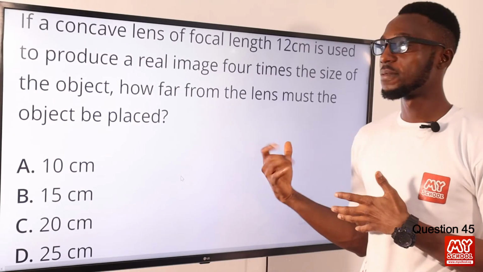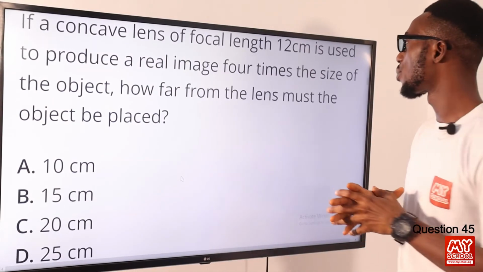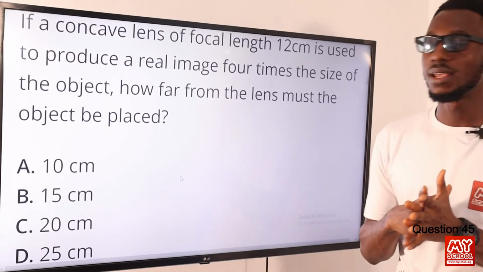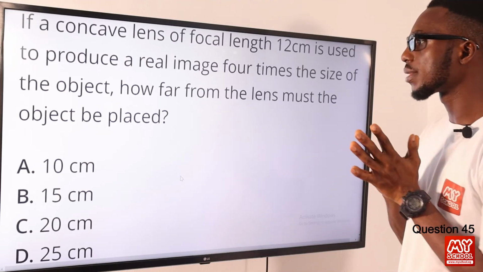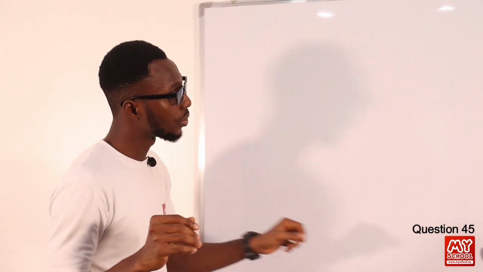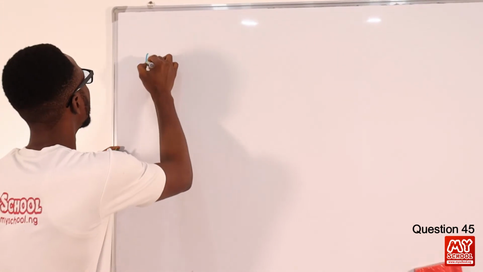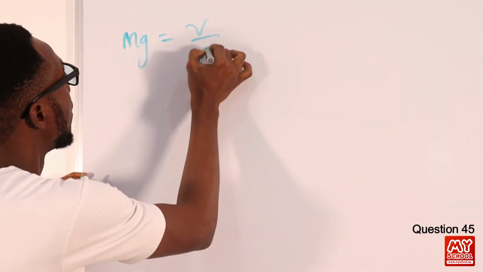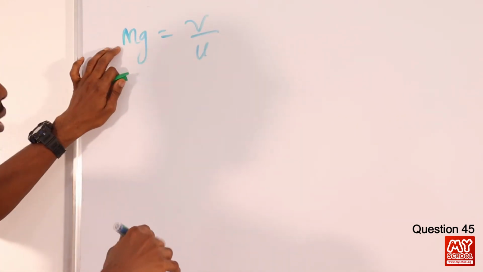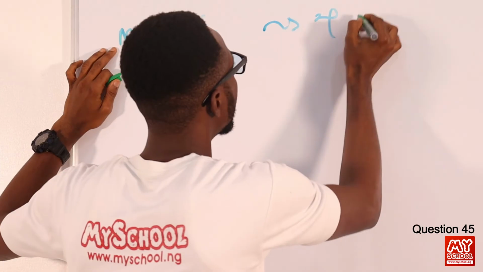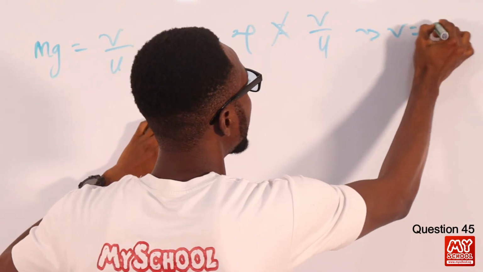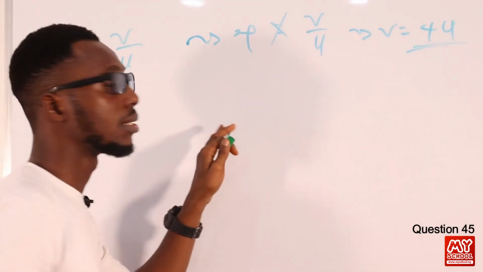Question 45. If a concave lens of focal length 12 cm is used to produce a real image 4 times the size of the object, how far from the lens must the object be placed? Let's start off with magnification. We record that magnification is V over U, image height over object height, or image size over object size. So the magnification produced is 4, which is V over U. So we can see that V is actually 4U, isn't it?